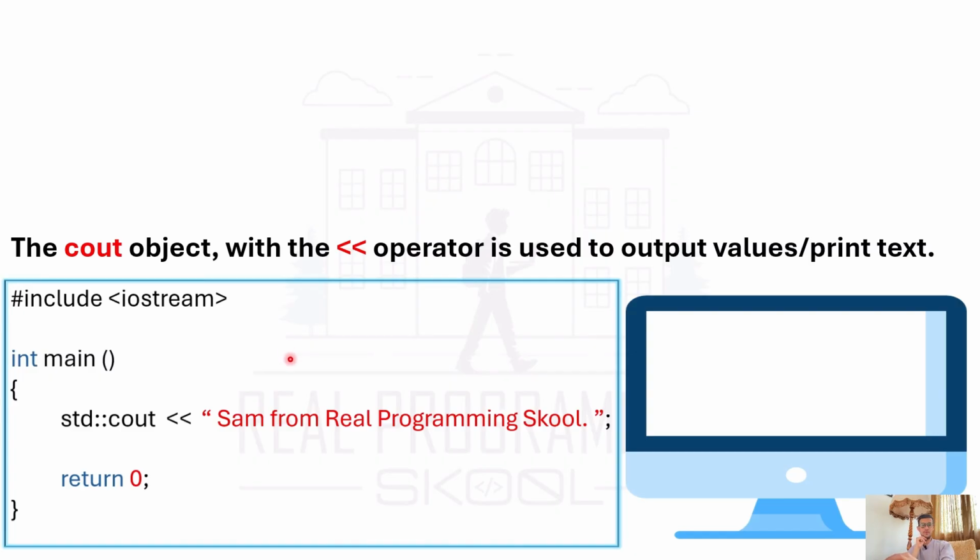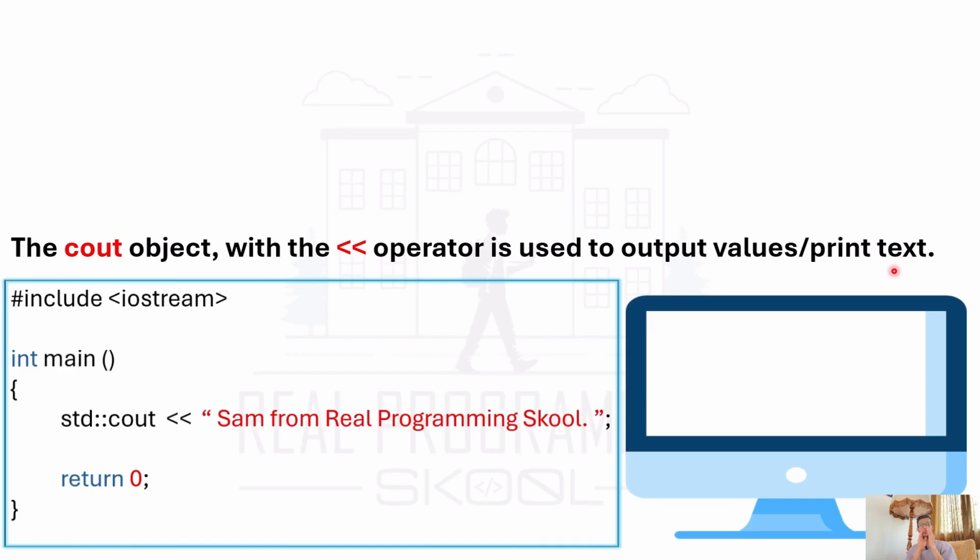First, we have this program from the previous video, all right? What we have here is the cout object. As we said, cout is an object, all right? Cout stands for console output or character output. It's also known as console output, all right? With the insertion operator, like less than, we said it's the insertion operator. It's used to output values or print text.